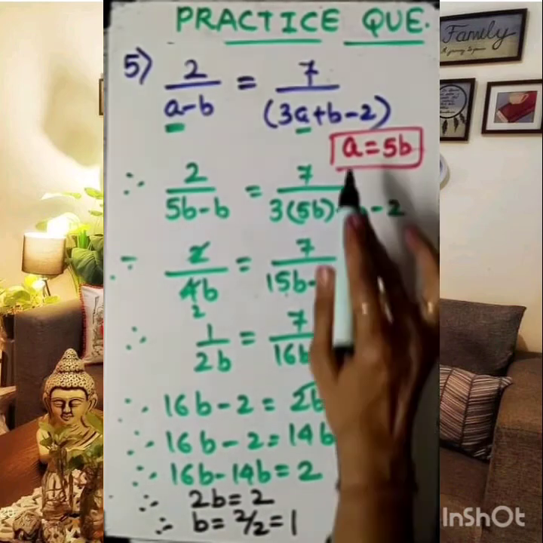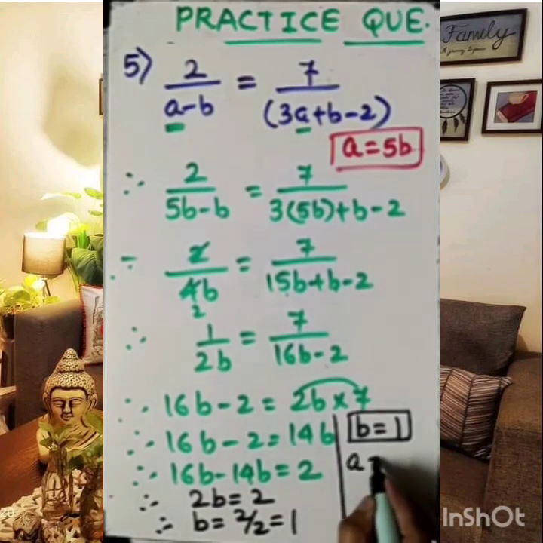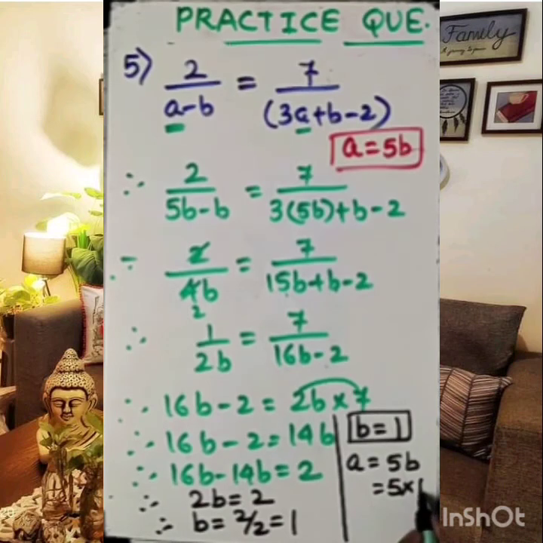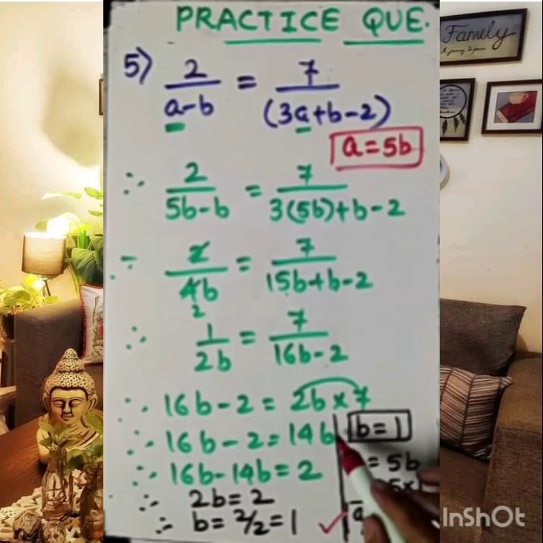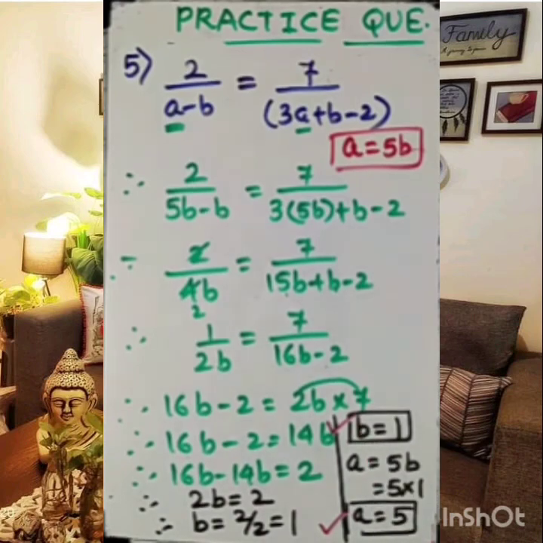But as we know a equals 5b, I am going to substitute the value b equals 1 here. So what is the value of a? 5 times 1 is 5. So the correct final solution for the value of a and b in the given two equations is a equals 5 and b equals 1. This is the solution.